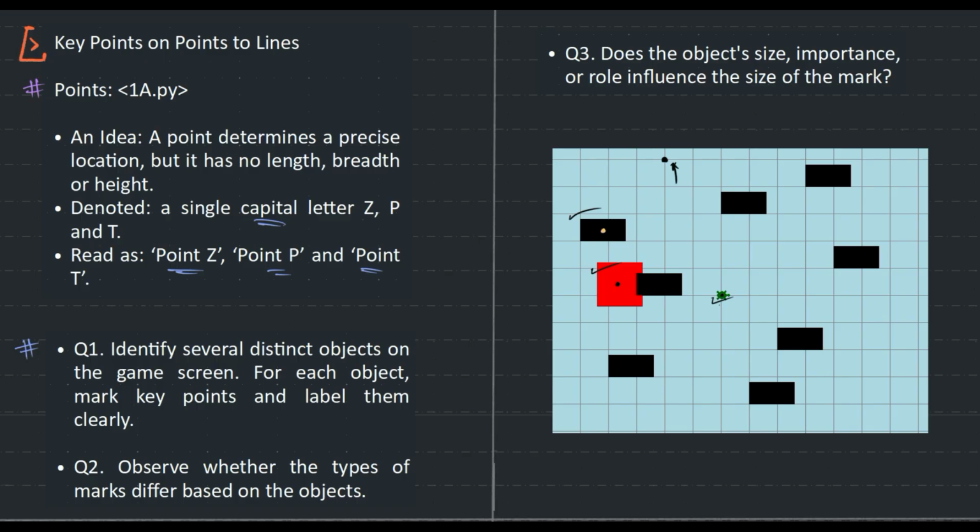The next thing that we have to do is label them. Let's call this A. We'll call this B. We'll call this C. And we can call this D. So how do we read it? Point A, point B, point C, point D.